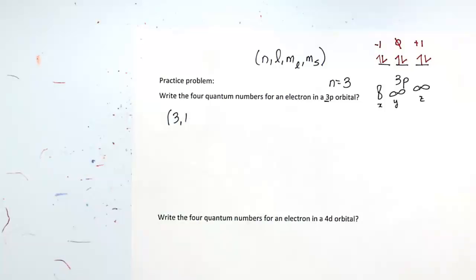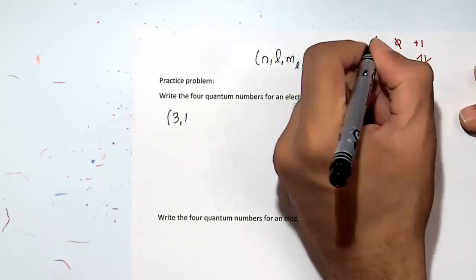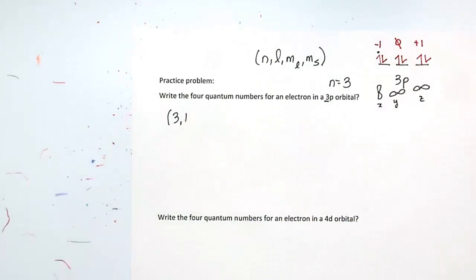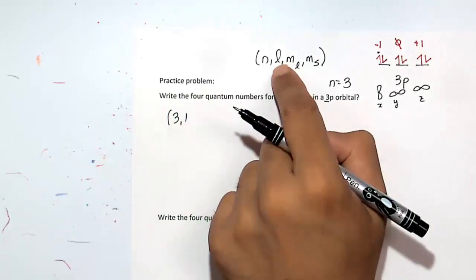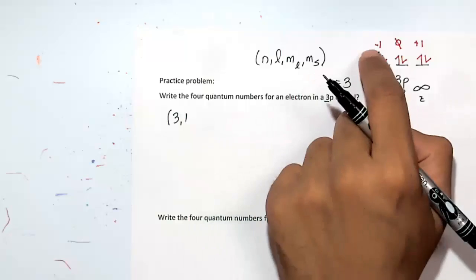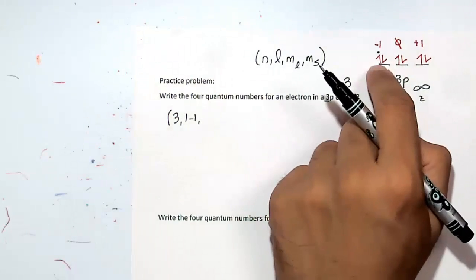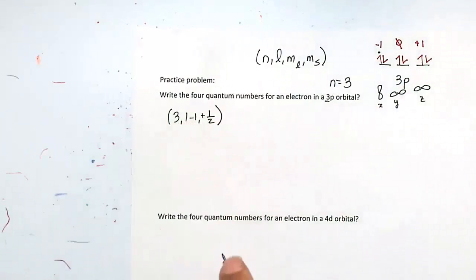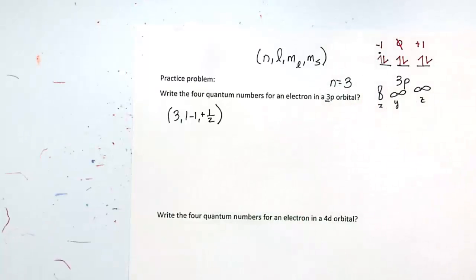Okay, so let me put a dot here. What is the address for this electron? It's 3. L for a p orbital is 1. What is m sub L? Minus 1. Is that spin up or spin down? Spin up, pointing up. So that's the address for the first electron. We have 5 more to go.